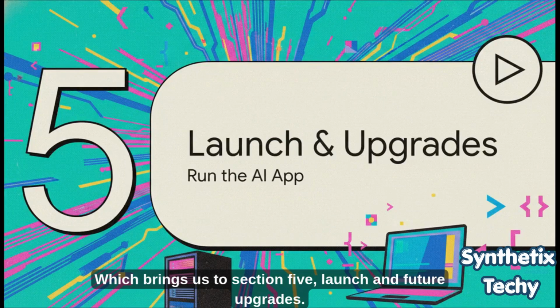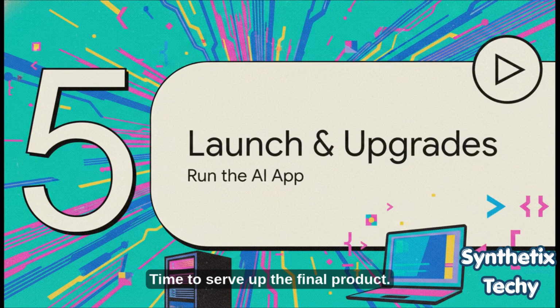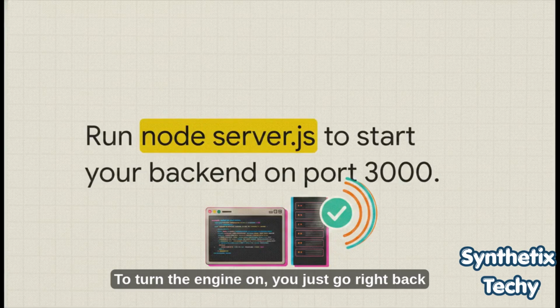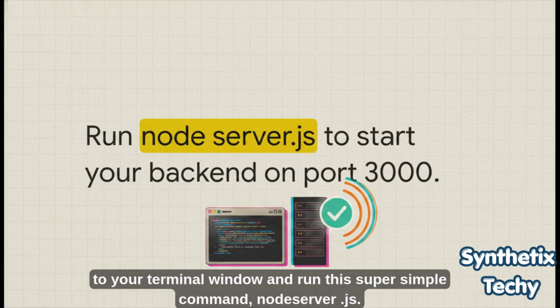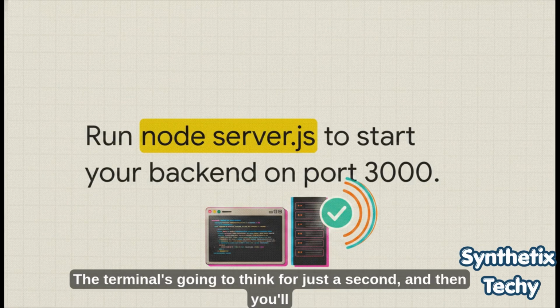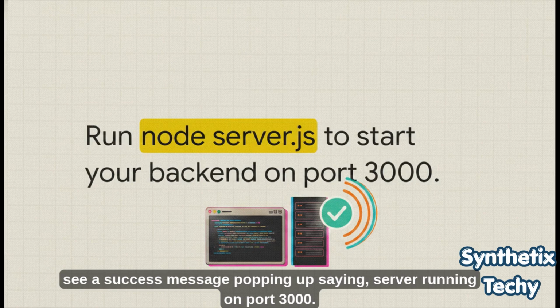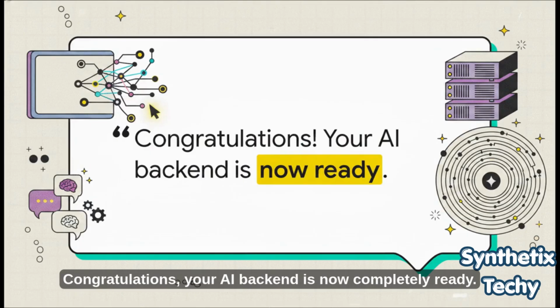Which brings us to Section 5, Launch and Future Upgrades. Time to serve up the final product. To turn the engine on, you just go right back to your terminal window and run this super simple command, node server.js. The terminal's going to think for just a second, and then you'll see a success message popping up saying, server running on port 3000. Congratulations, your AI backend is now completely ready.